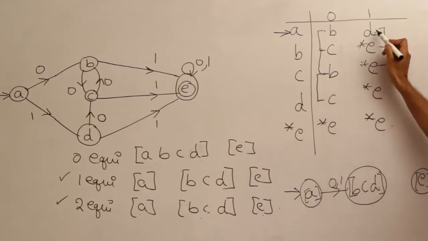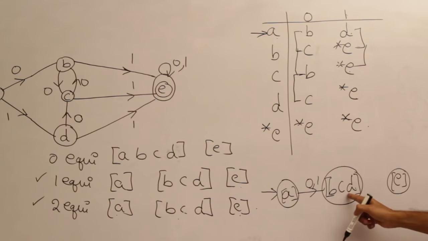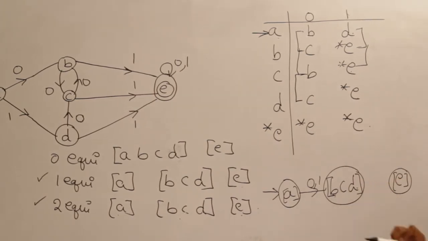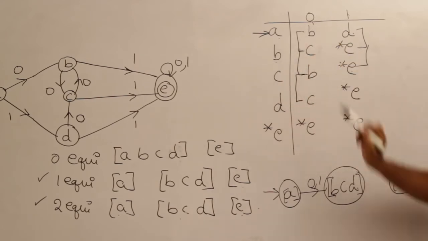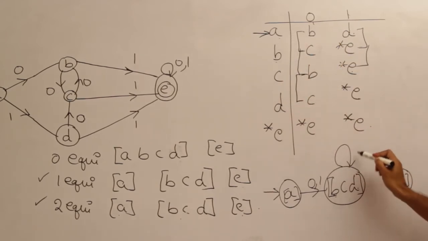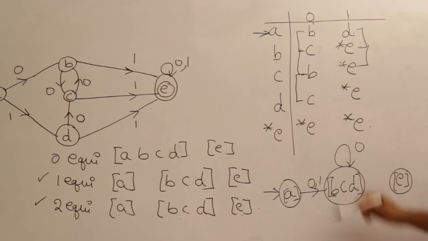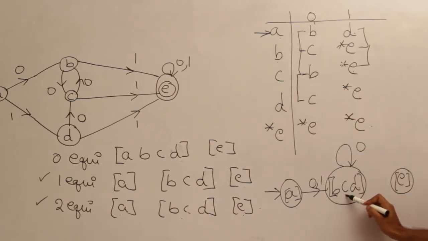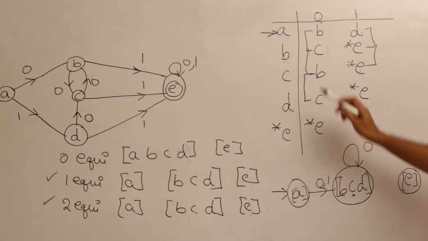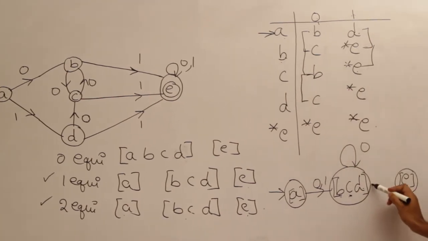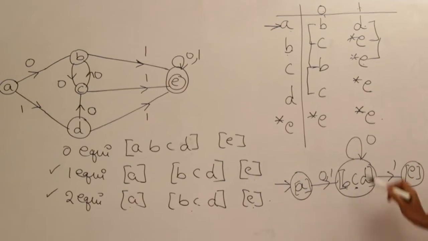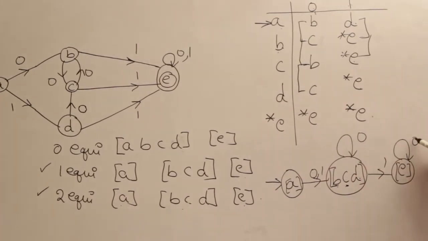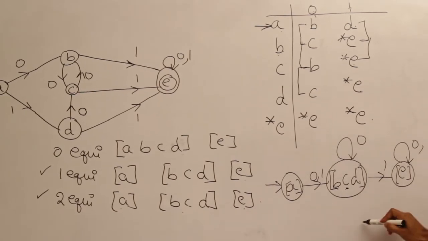If it is going to D, then make a transition to the state containing D. And for B, I will take small b and discuss. Small b on 0 is going to C itself, which means you have to make a transition to the state containing C. And small b on 1 is going to E. This one is complete. Again, E is going to E itself on 0, 1, right? This is the final answer.